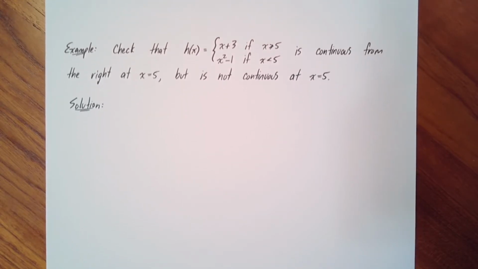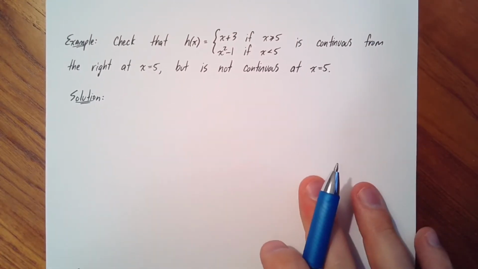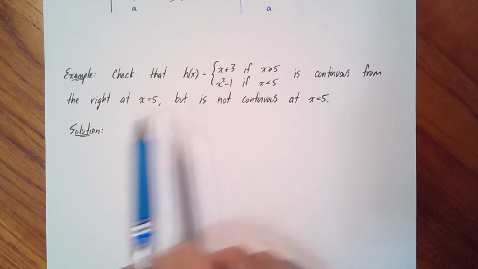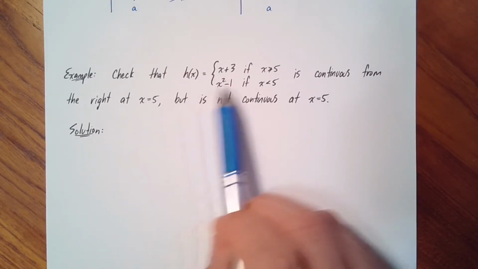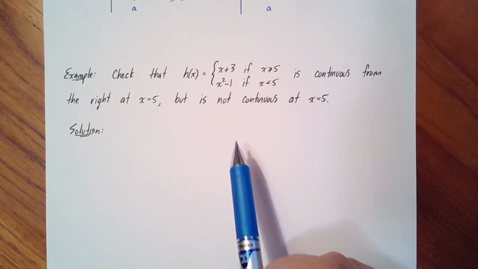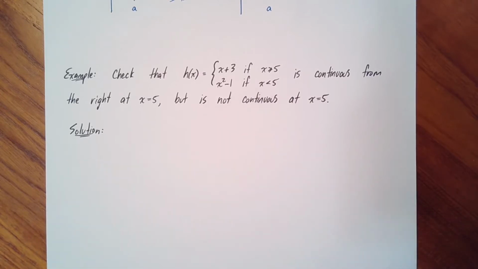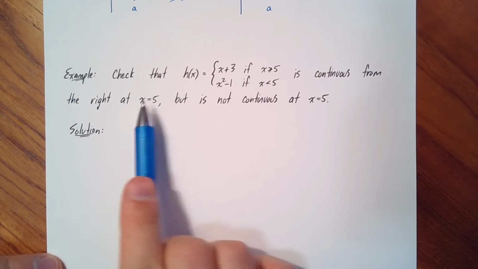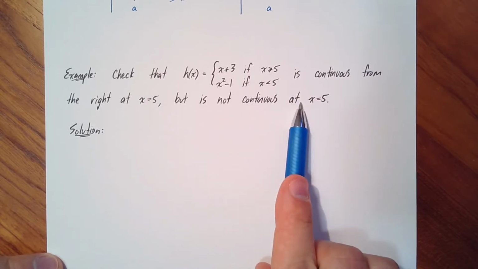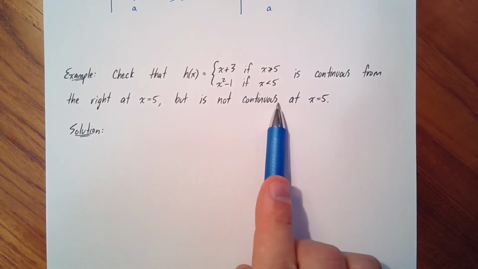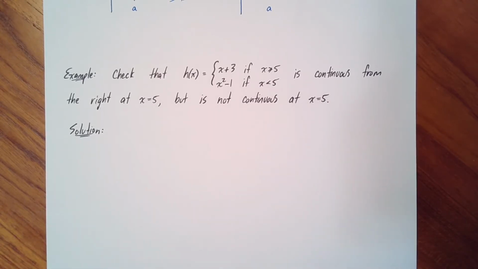Here's a function. We've got a piecewise function h defined in the following manner. h of x is defined to be x plus 3 for values of x that are greater than or equal to 5. And h of x is equal to x squared minus 1 if x is less than 5. So my claim is that this function is continuous from the right, but not continuous at the point x equals 5. So it's continuous from the right at x equals 5, but is not just continuous in the ordinary sense of the word at x equals 5. And in this example, we're asked to check that.